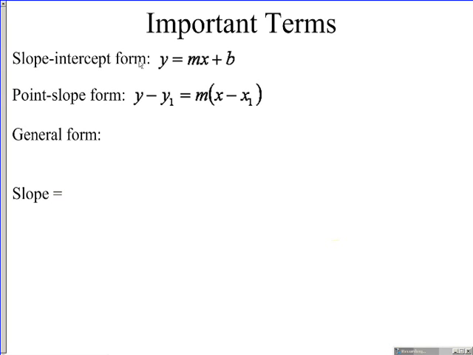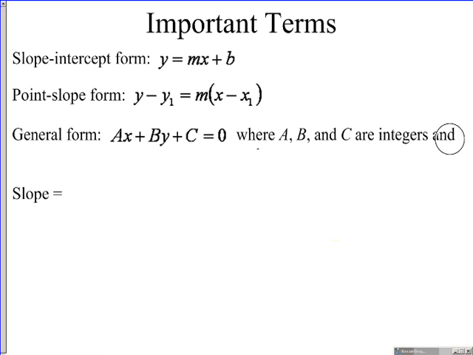General form is just a form that you can manipulate your equation to be represented in: ax plus by plus c equals 0, where a, b, and c have to be integers, so we do not have any fractions. We do not have any decimals when we are talking about general form. And the first term, your x term, has to be positive. Those are the conditions that must be satisfied for it to be in general form.